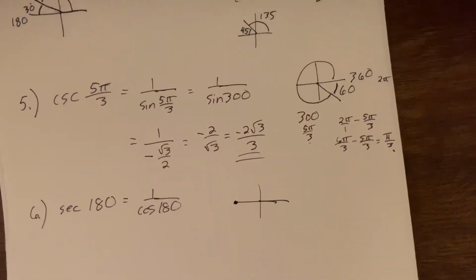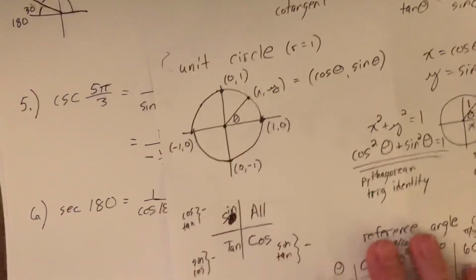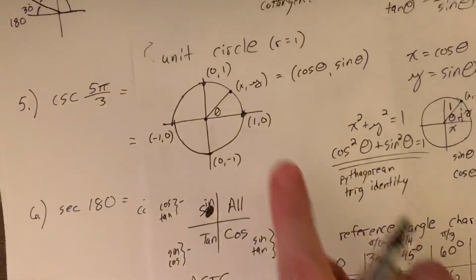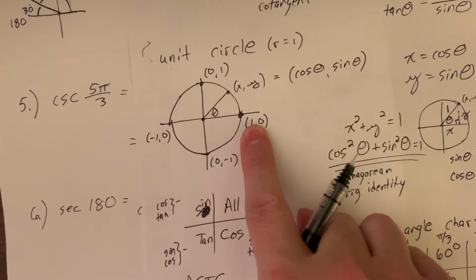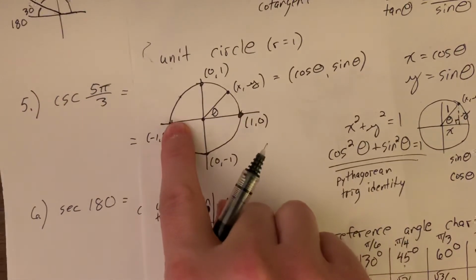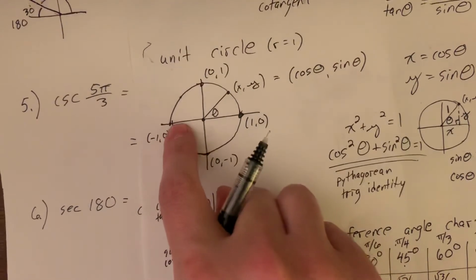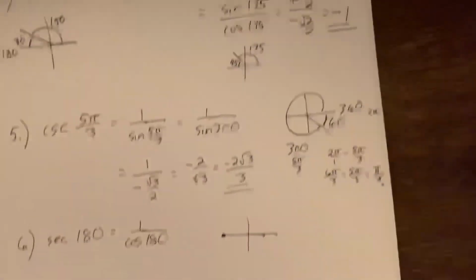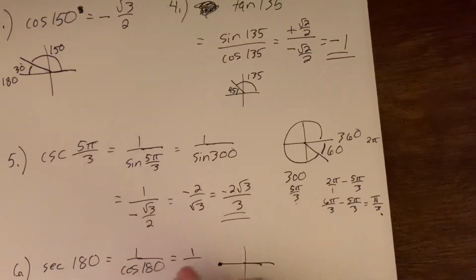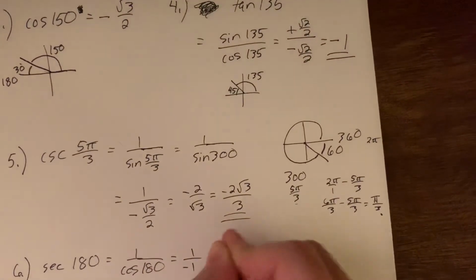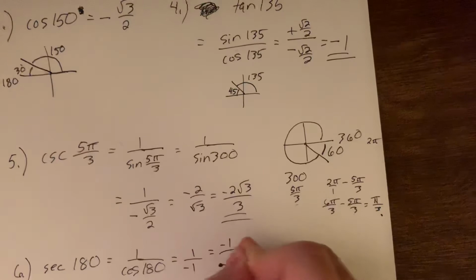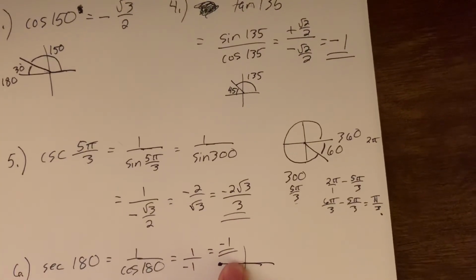So this is where the unit circle pays off some big dividends. If we know the unit circle, all I need to know is 180 is here and cosine is x. So therefore cosine of 180 is -1. That finishes the problem. 1 over cosine of 180 is -1, and we'll just clean that up. 1 over -1 is -1.